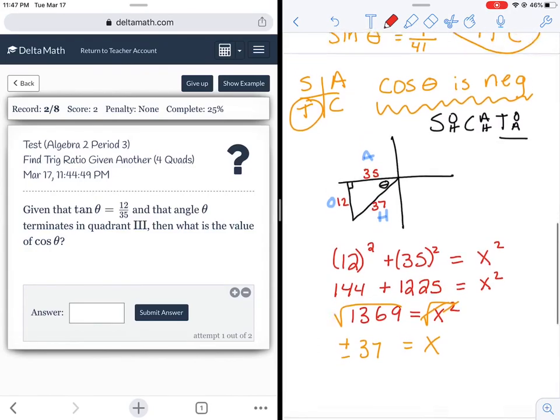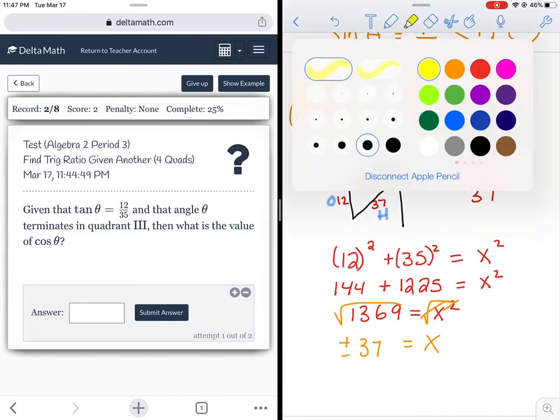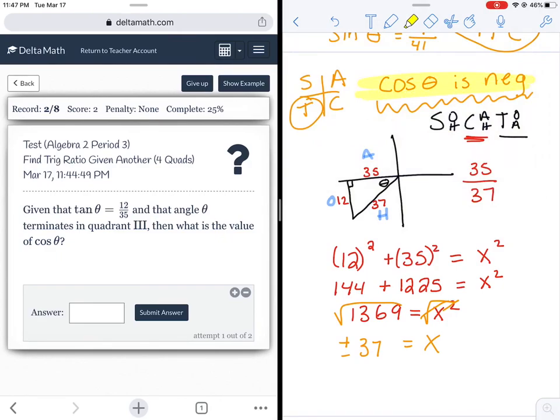And if I am looking for cosine, I know cosine is adjacent over hypotenuse. So my adjacent is 35, and my hypotenuse is 37. Now, this is why I really like to do this checking at the beginning, to figure out if this should have been positive or negative. At the beginning, I said cosine should be negative, but now I got an answer and cosine is positive. That doesn't really make sense.